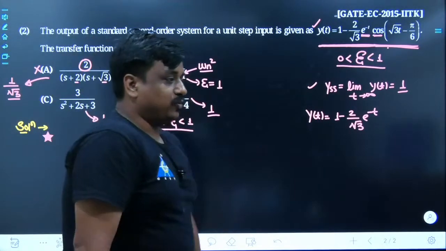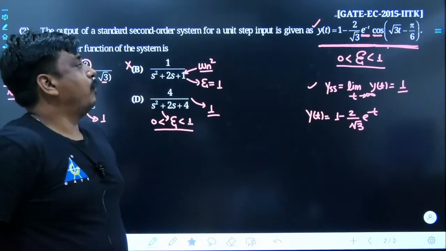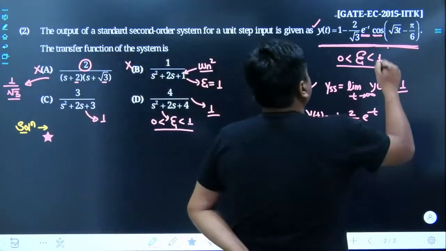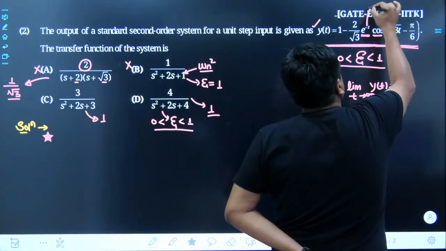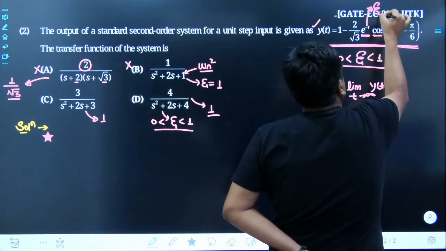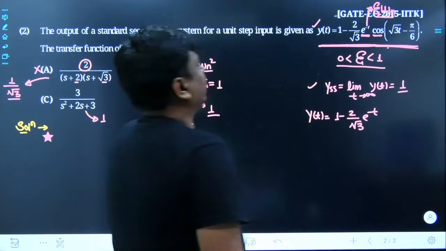I would like to have the input from each one of you. Cosine ratio, sine ratio. Sine ratio, yes. And here e to the power of minus t is raised by the factor of zeta omega n.